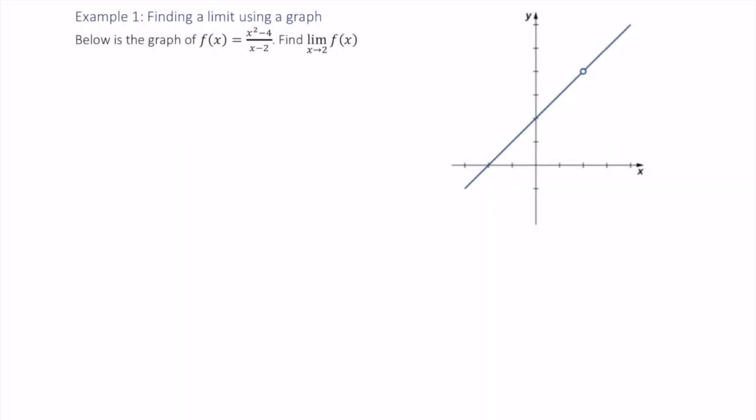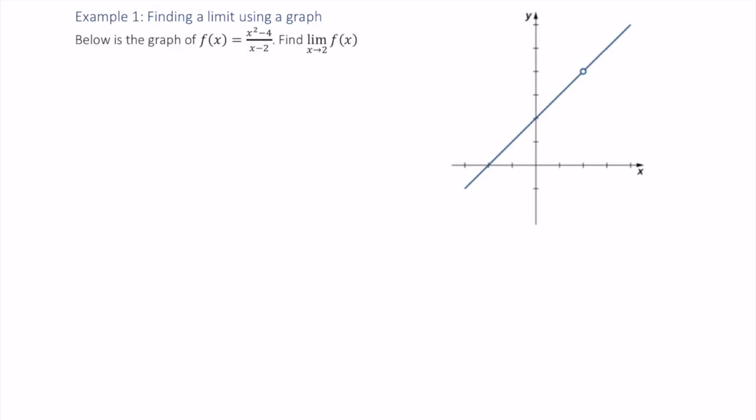Welcome. In this video, we're going to look at how we can evaluate limits using graphs and tables. So here we have the graph of f of x equals x squared minus 4 divided by x minus 2.